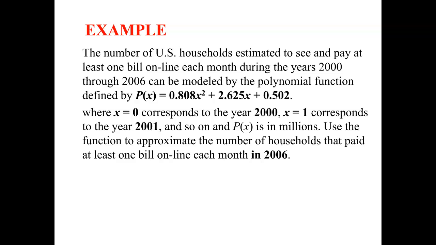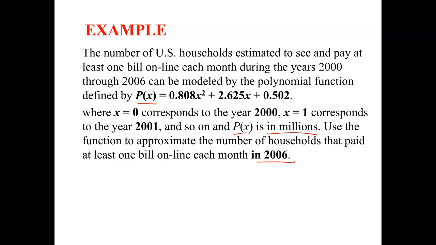So we've got a number of U.S. households estimated to pay at least one bill online each month during the years 2000 to 2006 can be modeled by that polynomial, where x equals 0 corresponds to the year 2000. X equals 1 corresponds to 2001, and so on. And then P of x, our function, evaluates to millions, okay, millions of people. Use the function to approximate the number of households that paid at least one bill online in 2006.